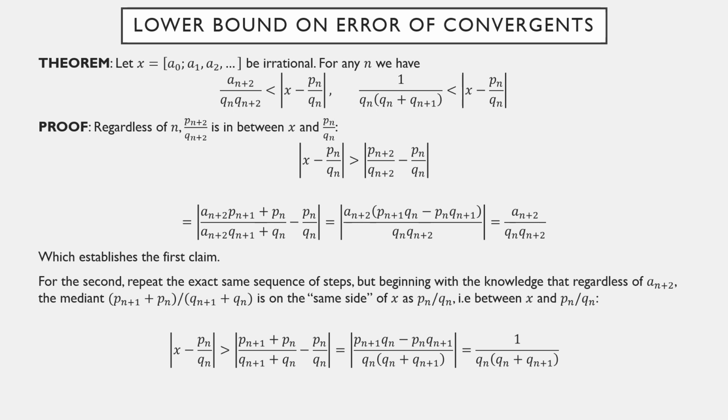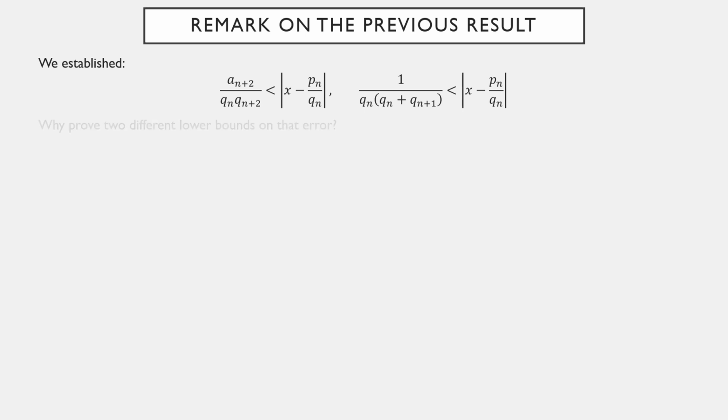Pn over Qn is very close to x, but it's not that close. We can place lower bounds on this error. So let's actually talk a little bit about what we just proved. We proved both of these inequalities, and it's not all that common to prove the same looking thing twice. These are both lower bounds on the distance from x to Pn over Qn.